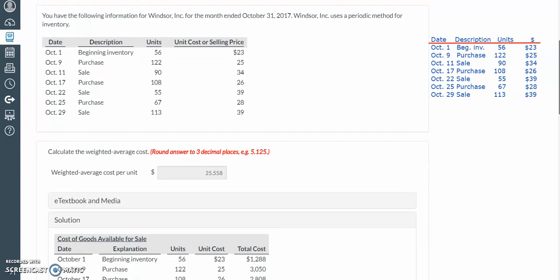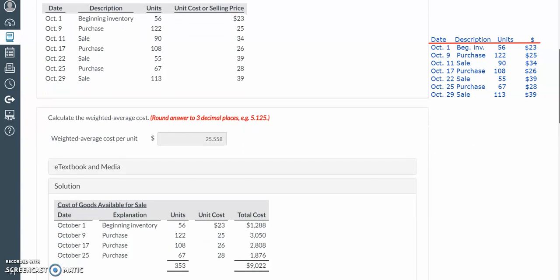So the first thing that we're going to do is compute the weighted average cost per unit. So we want to know what is the average cost. So we're going to start off by computing the cost of goods available for sale. And to compute the cost of goods available for sale, we need to start off with our beginning inventory, and then we're going to add all of the purchases that have been made throughout this accounting period.